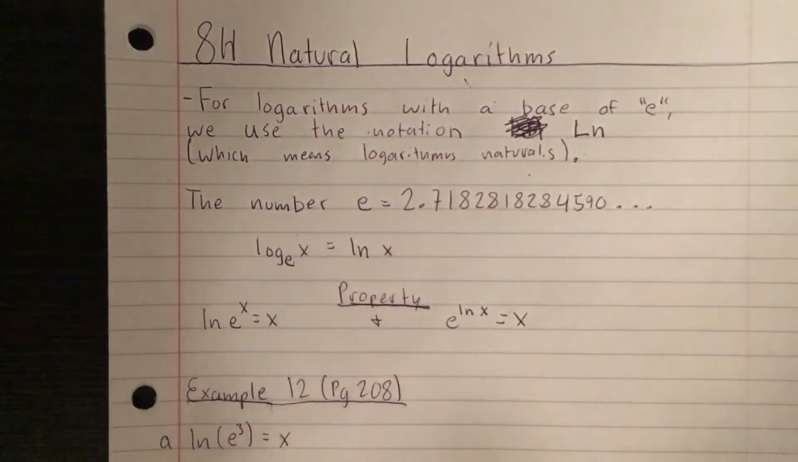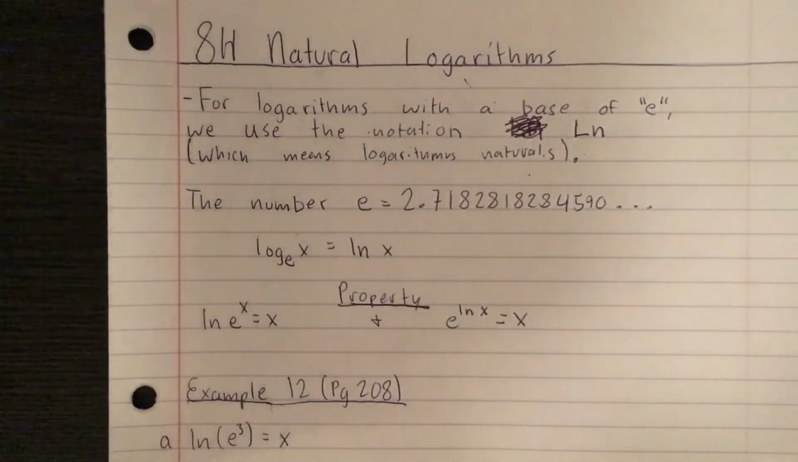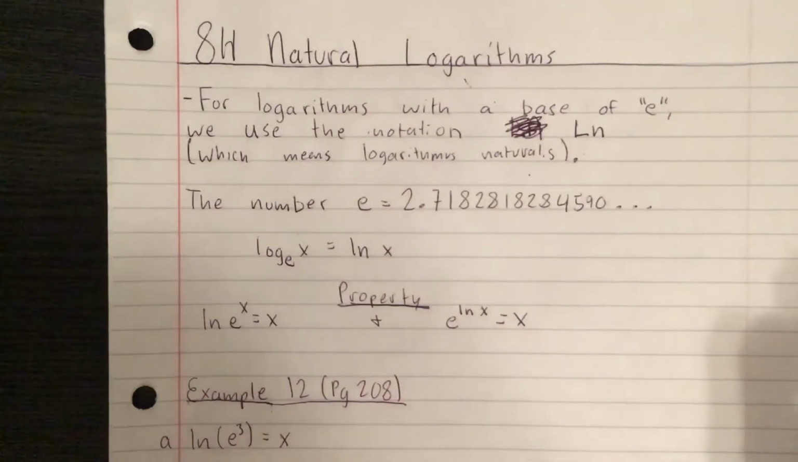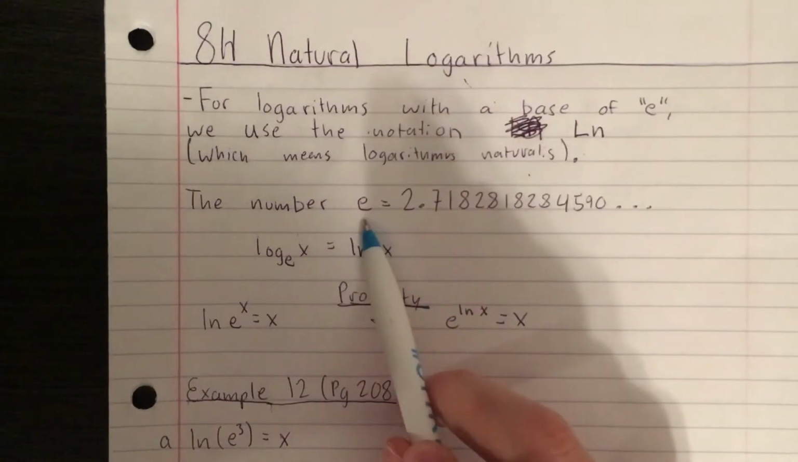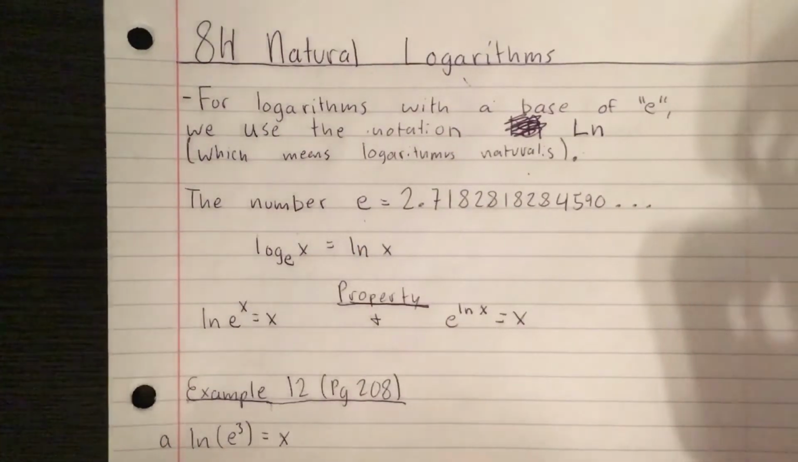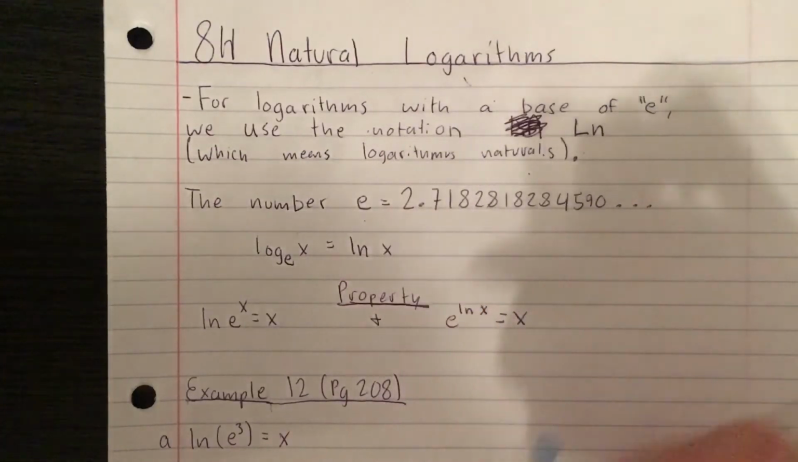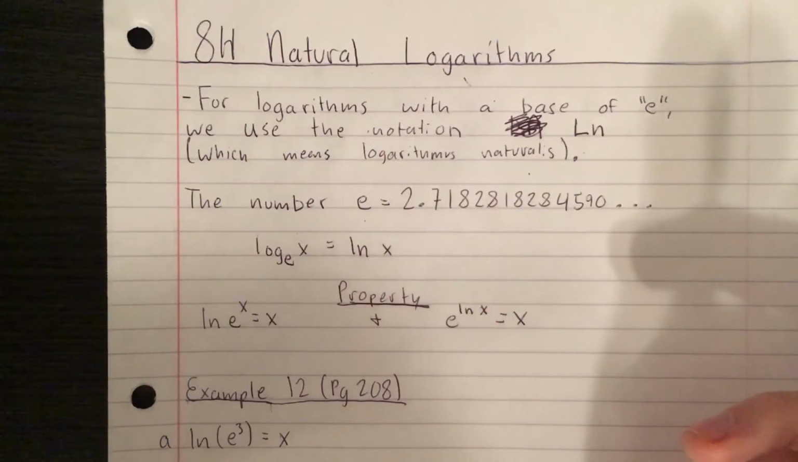And so if you're watching these notes, you should have already done that bell ringer and discovered that constant right there, e. So e is a number, similar to pi, that pops up in nature a lot.